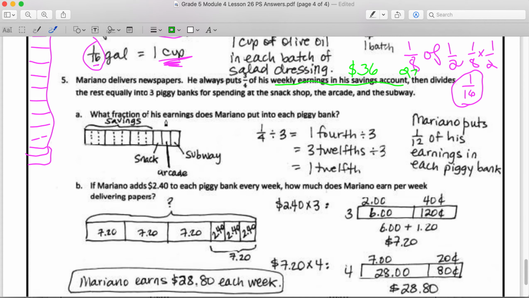A lot of times in these situations, though, they don't give you what's in the savings account. So you have to say that since you don't know, that's your whole. It's just 1. So that's what you're going to see here, and I'm just going to highlight it here. Here's the whole, and then here's the fourths.